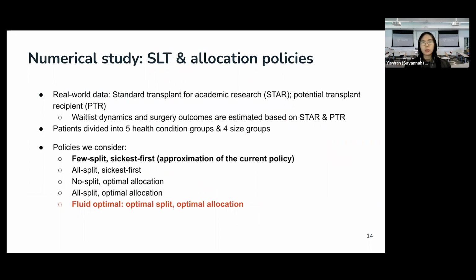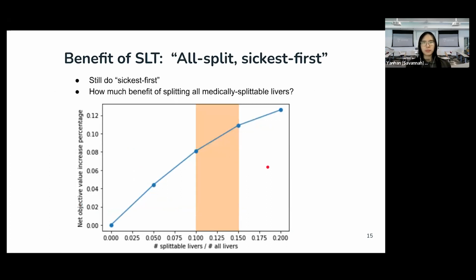Besides analytical contributions, we also conducted a numerical study based on real-world data and compared our proposed fluid optimal policy against 4 other benchmarks, notably the fluid sickest first policy, which is an approximation of the current US policy. Results show that if we stick to the current sickest first allocation priority rule, but we split all splittable livers, we can expect an 8 to 11% utility increase, given that 10 to 15% of livers are splittable.